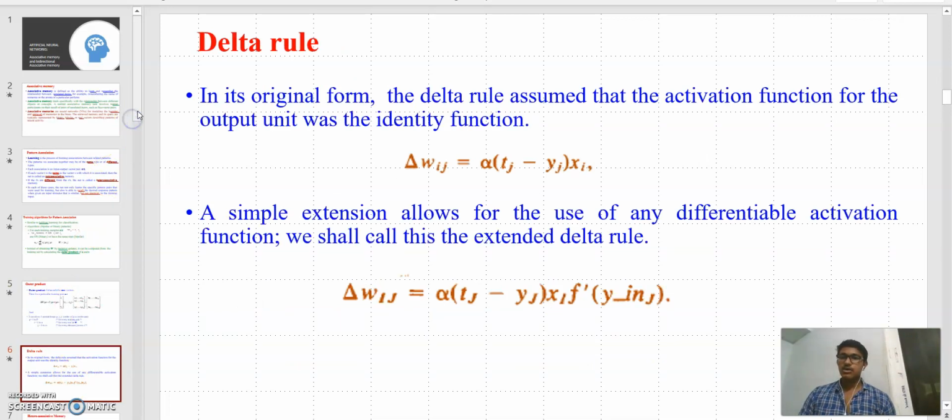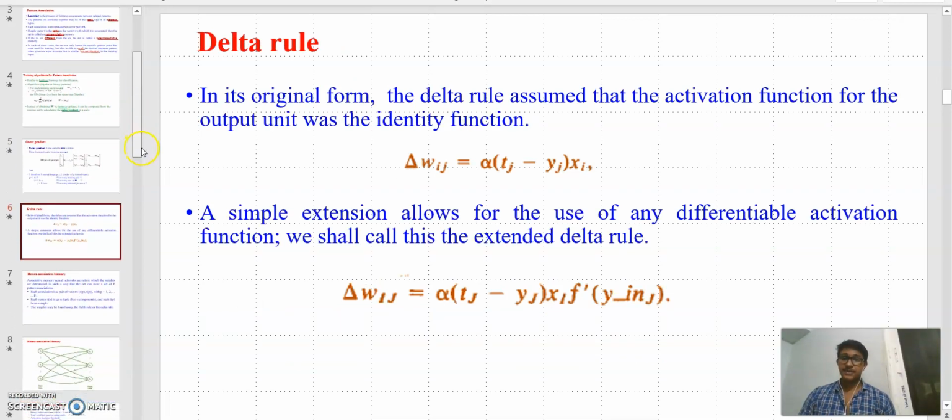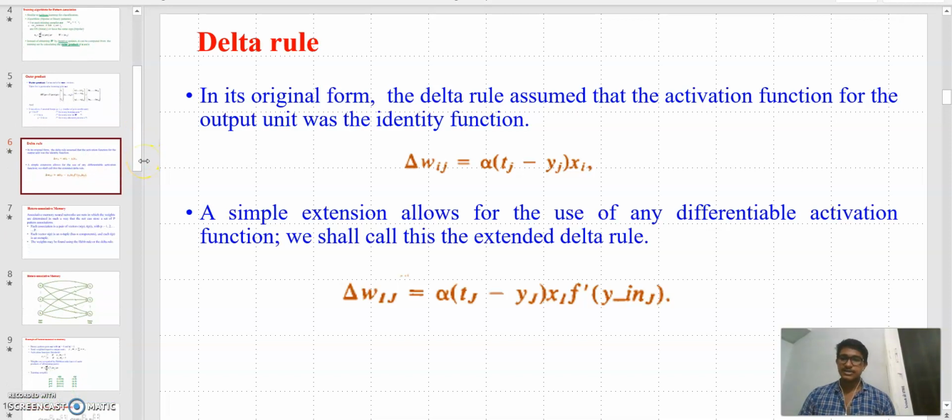Coming to the delta rule, in its original form, the delta rule assumed that the activation function for the output unit was the identity function. A simple extension allows for the use of a differentiable activation function. We shall call this the extended delta rule.